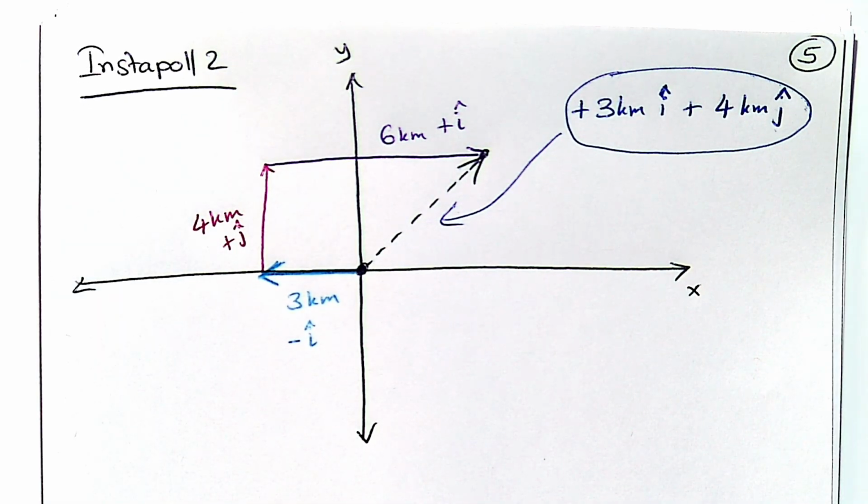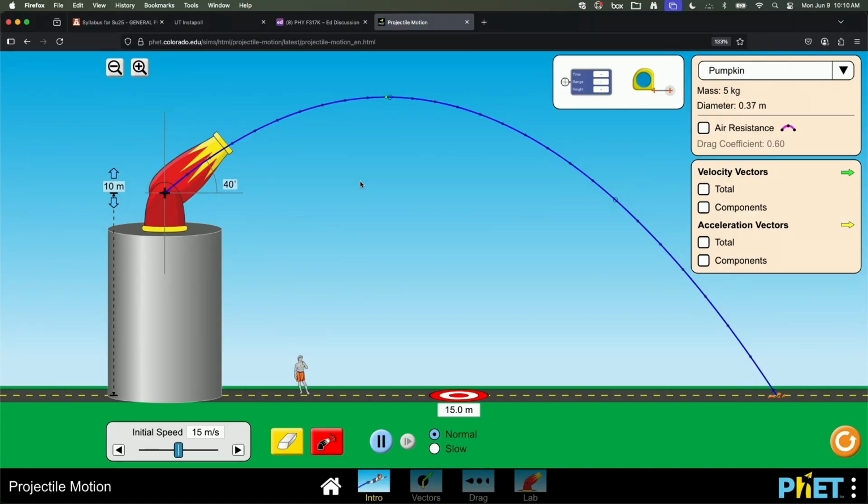Hopefully most of you are seeing it's fairly straightforward once you get the hang of the i's, j's, and k's, the unit vectors. Adding vectors becomes fairly straightforward as long as you remember i's go with i's, j's go with j's. And then if there is a third component, the k's will go with their k's. Use the simulation that I showed earlier to visualize how something would move in 2 dimensions as we work through projectile motion problems.